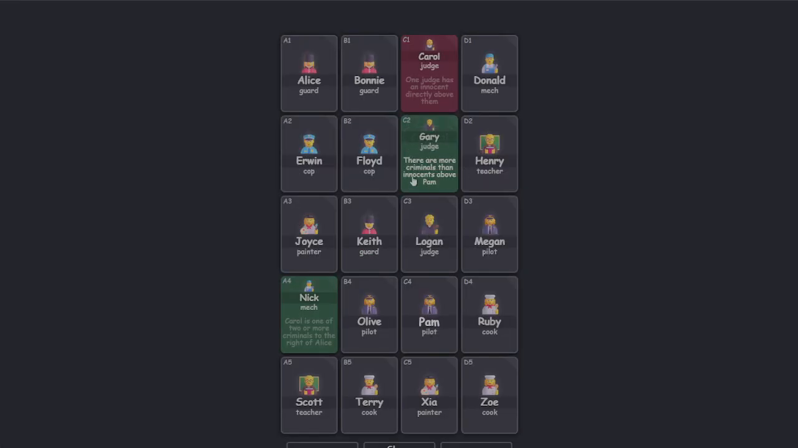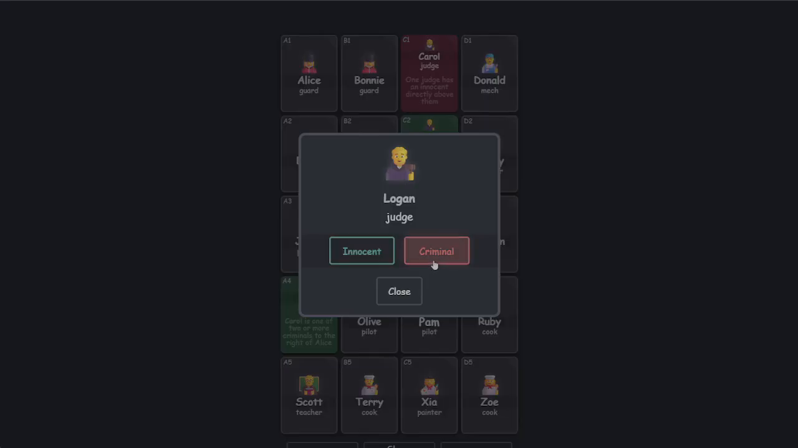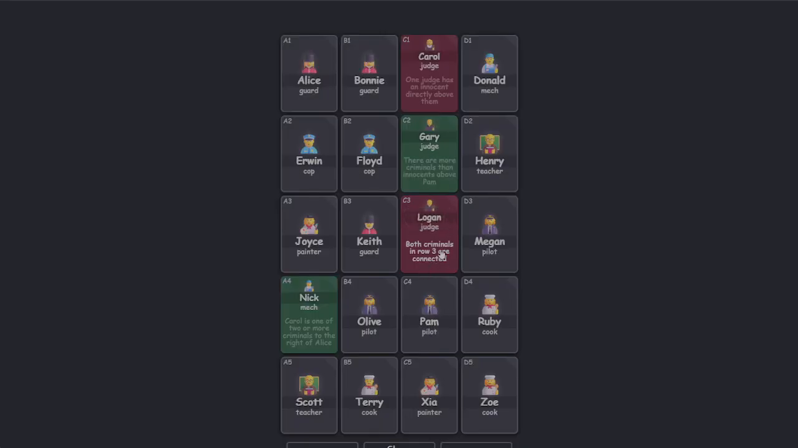There are more criminals than innocents above Pam. So Pam is here. We've got two criminals. We would have to have two criminals to have more criminals than innocents. Therefore, Logan must be a criminal. Both criminals in row 3 are connected. Logan is in row 3.